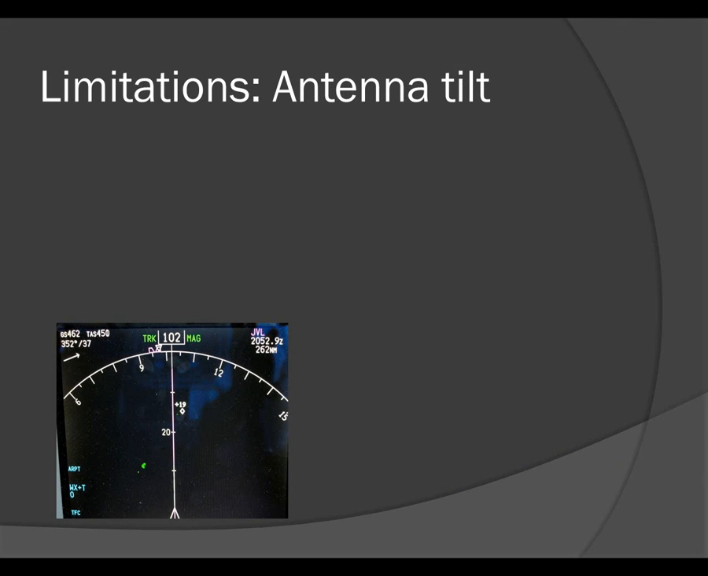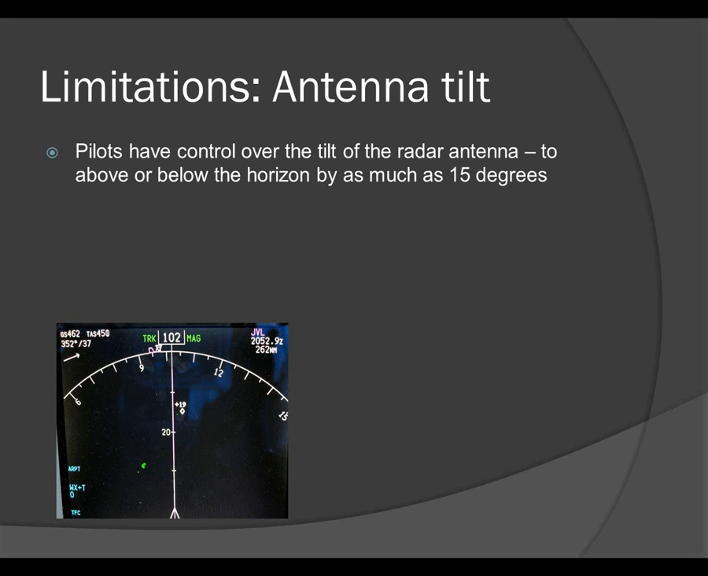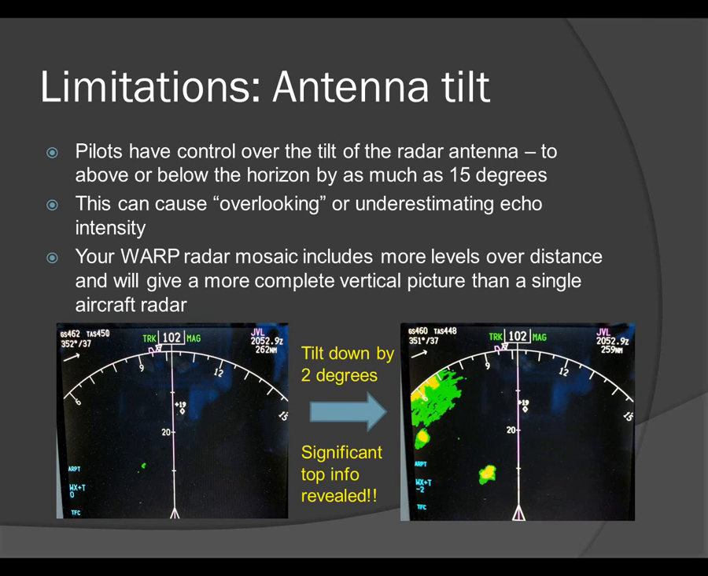There are also some limitations due to antenna tilt. Pilots do have control over the tilt of their radar antenna to above or below the horizon by as much as 15 degrees. But there are some inherent problems with this. This can cause overlooking and underestimating echo intensity. Your WARP radar mosaic includes more levels over distance and will give a more complete vertical picture than a single aircraft radar. In this case, all a pilot would have to do is tilt the radar down by 2 degrees and then see much more significant top information.